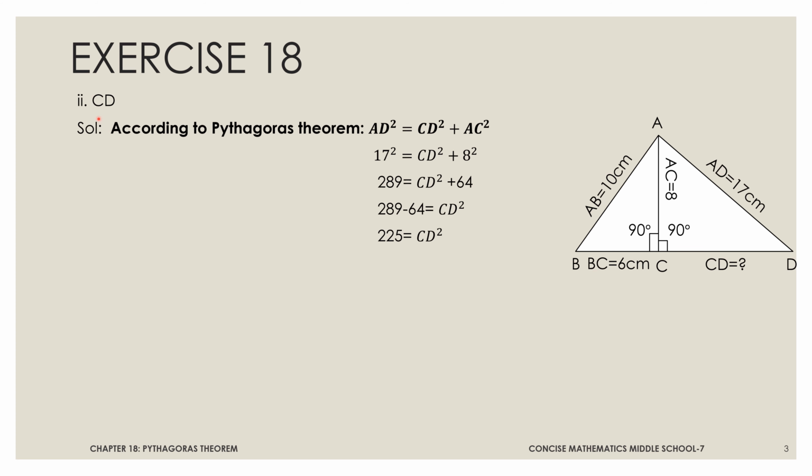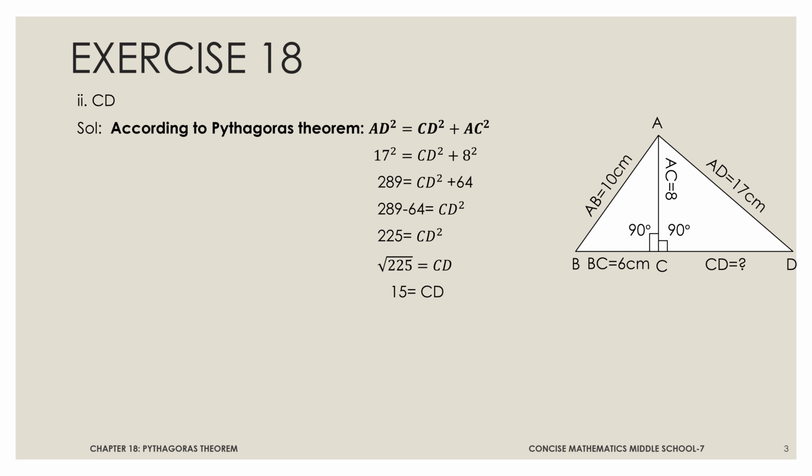Here they have asked the value of CD, but we are having the value of CD square. To remove this square, you can just place this 225 in a square root. So square root of 225 is equal to CD. 15 fifteens is 225. So the length of CD is 15.